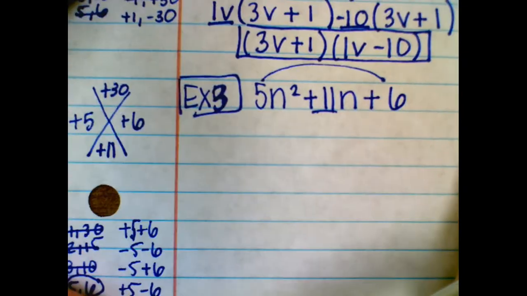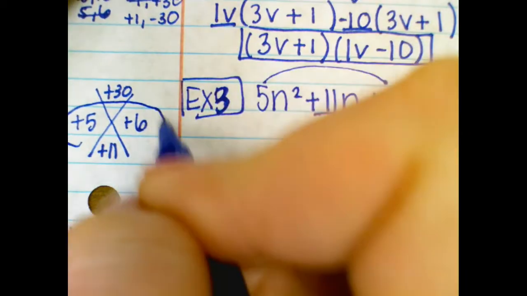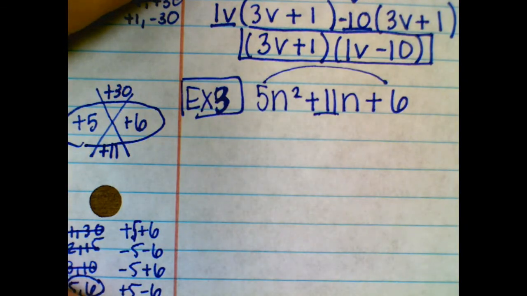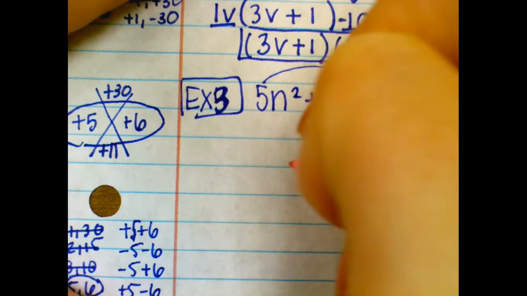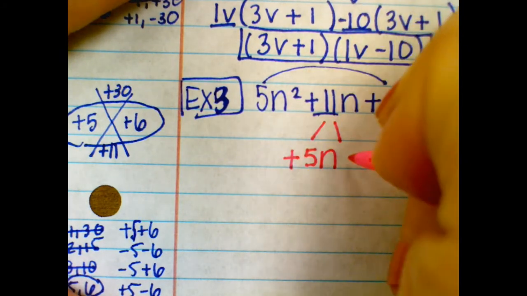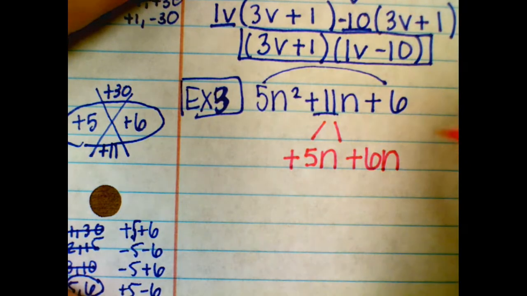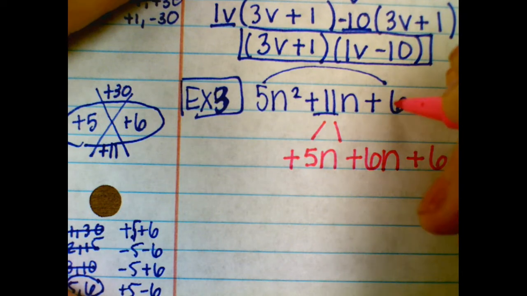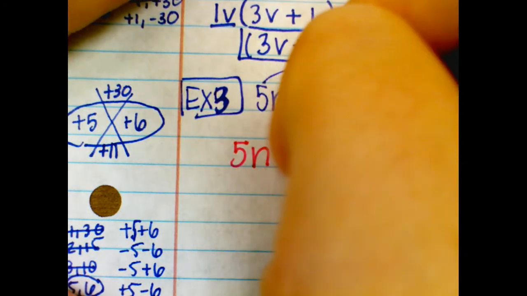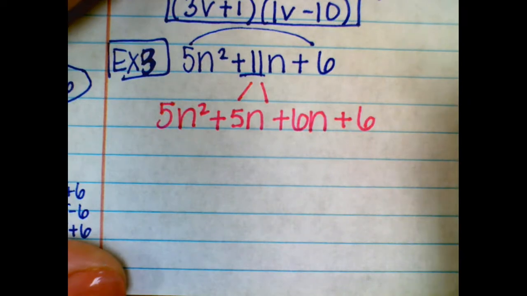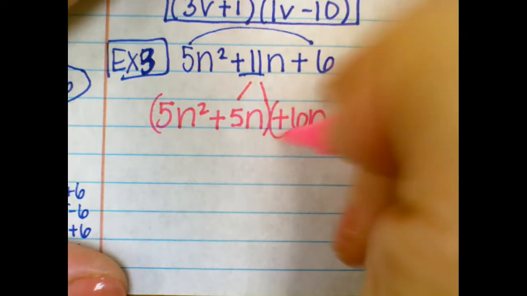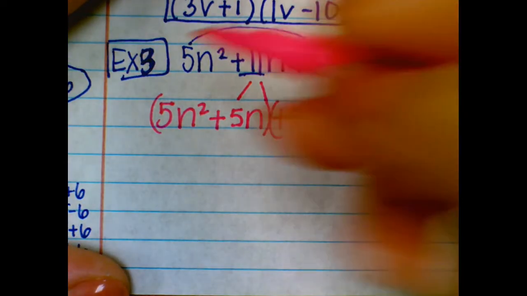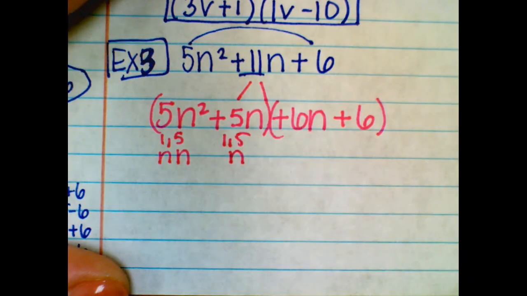So now I come over here and I remember I used these to split that middle term. So this is going to become positive 5n and positive 6n. This positive 6 is going to stay here, and this 5n squared is going to stay here. Okay, and now I'm going to group them. And it's nice because everything's positive. Factors of 5 are 1 and 5. That's it, and n. 1 and 5 and n. So this one's pretty easy.